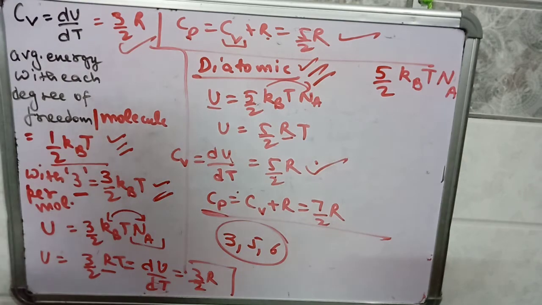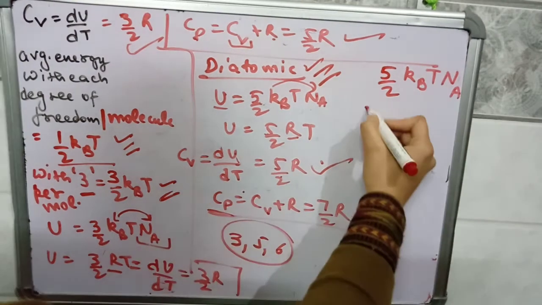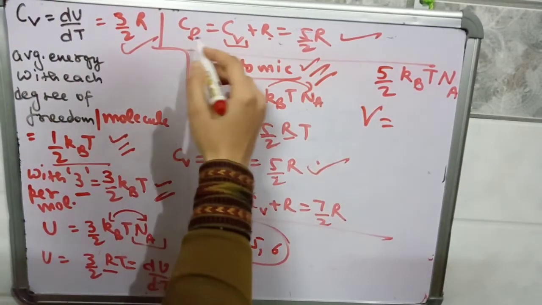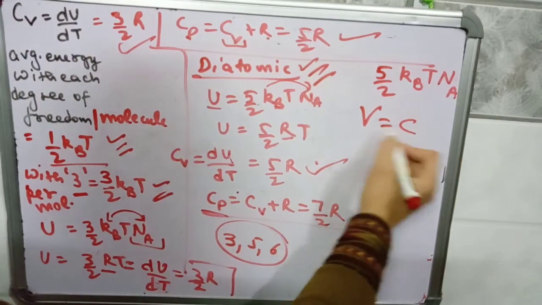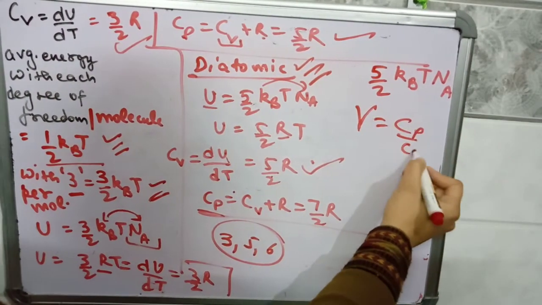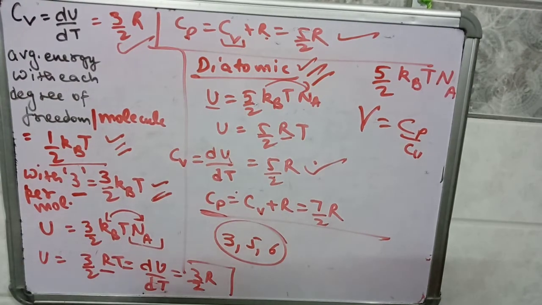So you can calculate gamma also. Here you have found the value of Cp and Cv. So gamma will be equal to Cp by Cv. Okay. So you can find out the value of gamma also.